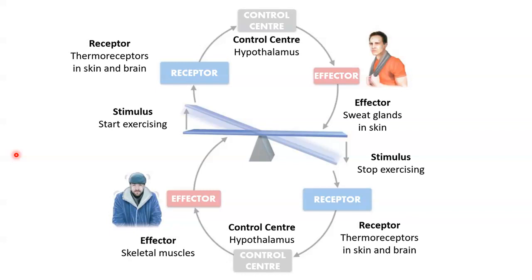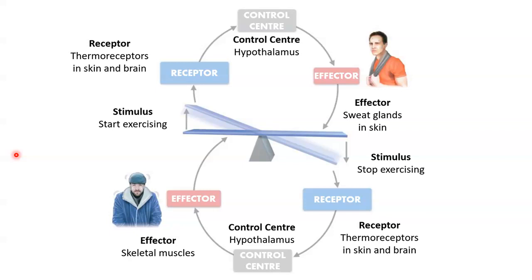and it's what allows us to actually maintain homeostasis. So in your own time, what I would like you to do is to think of your own example. And when you think about that example, can you name the stimulus? Can you name the receptor? Where would the control center be? And what is the effector?